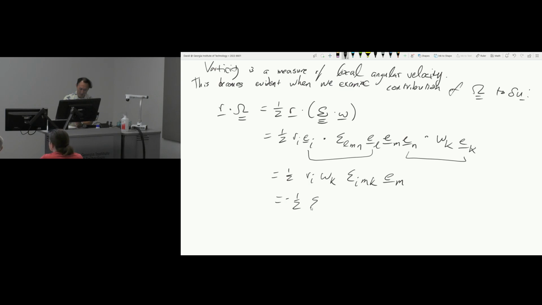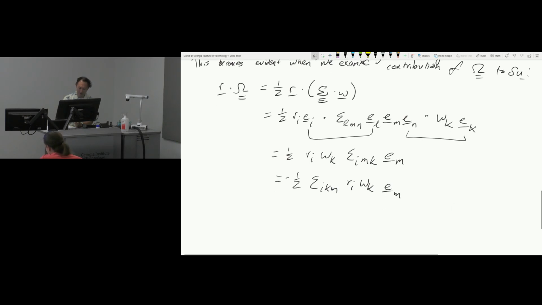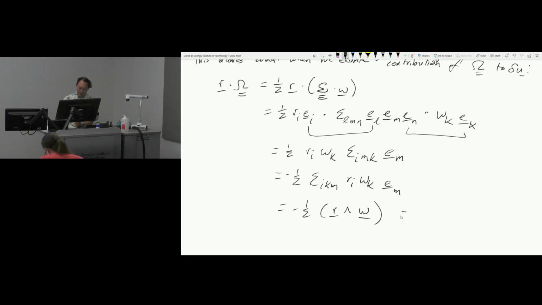Negative epsilon IKM, by doing the property of epsilon, switching the M and the K. IKM, R_I, omega_K, E_M. All right, now this looks exactly like something we know, because this is going to be negative 1/2 R cross omega. And I will also accept negative 1/2 omega cross R, because with the cross product you can change the sign.